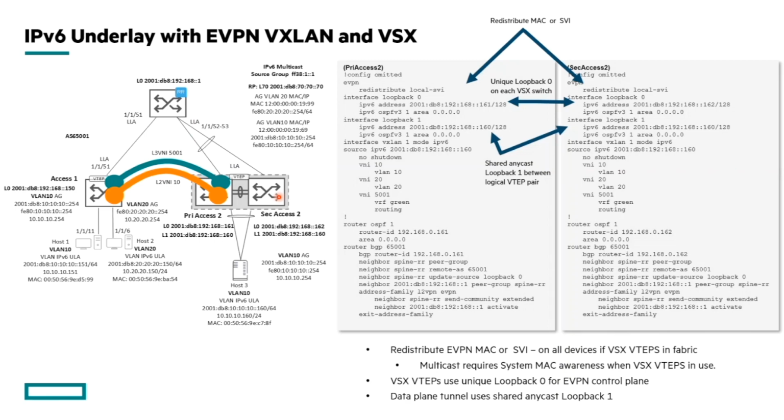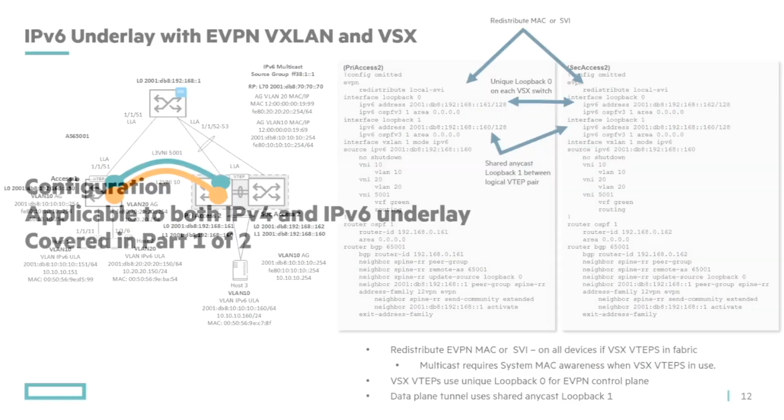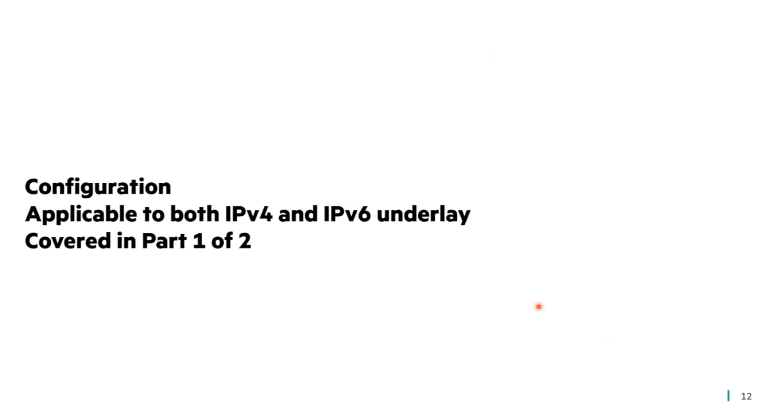And that has to be, so when you do have VSX in the fabric, you must have this redistribute MAC or SVI on all of the VTEPs within that fabric, not just on the VSX. I know I've shown it here in the configuration. I don't have the space to show it all, but it must be on all devices if you have VSX VTEPs within the fabric. And there I've called out the system MAC awareness. So that's the underlay. So now what's applicable to both IPv4 and IPv6 in the underlay in terms of configuration?